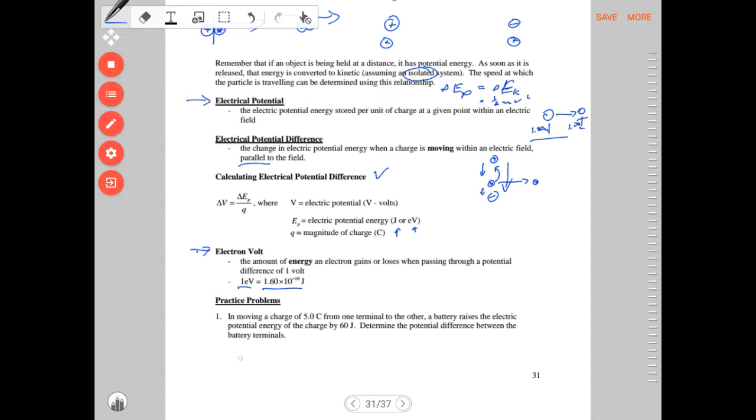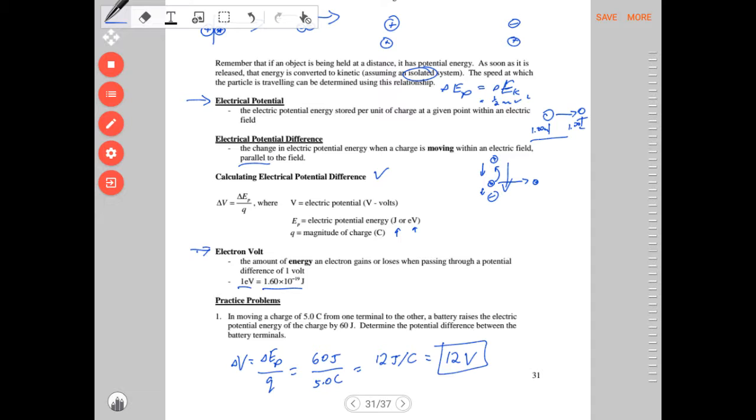All right, so here's the formula. Delta V is equal to delta EP, the change in potential energy, over Q. I'm raising the potential energy of these electrons by 60 joules, and we have 5.0 coulombs worth. So 60 divided by 5 is 12. Technically that's a joule per coulomb, but the funny thing is, a joule per coulomb is a volt. So this is 12 volts.